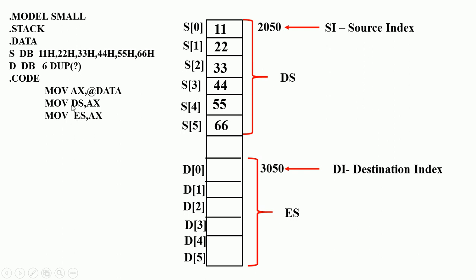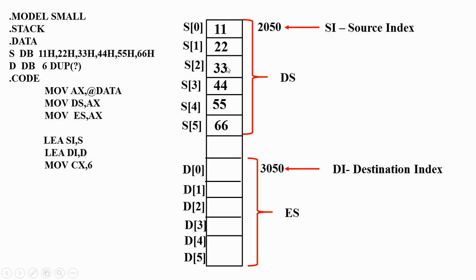Now this is the way of initializing the data segment as well as the extra segment, because the segment address of the source block must be in DS, the segment address of the destination block must be in ES, the offset address of the source block must be in SI, and the offset address of the destination block must be in DI. It is very important. Then get the base address of the source, that is S to SI. In this example, 2050 comes to SI. The load effective address DI comma D, the base address of D, means 3050 comes to DI.